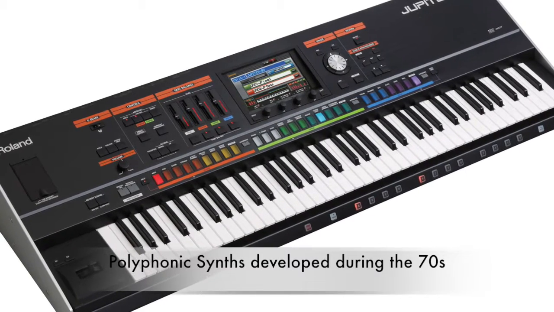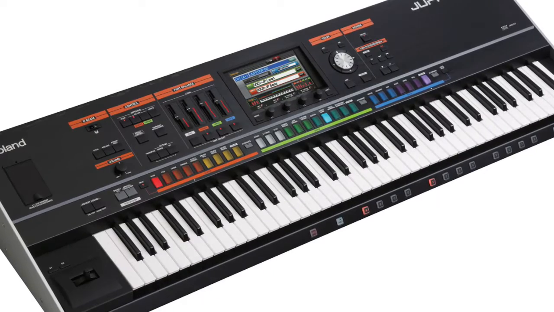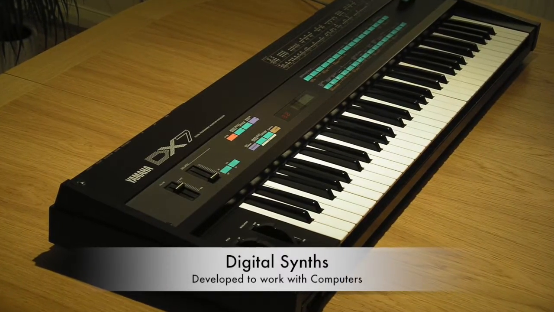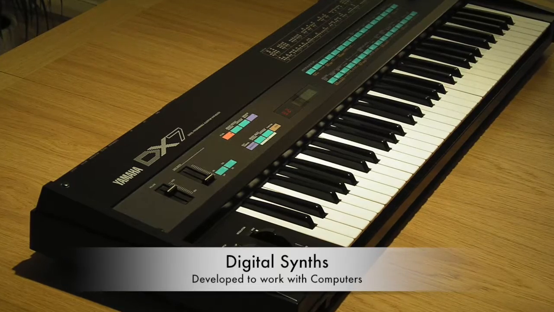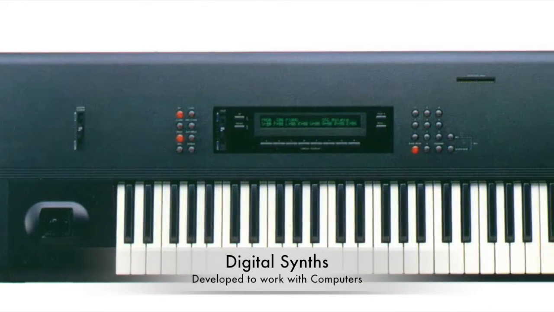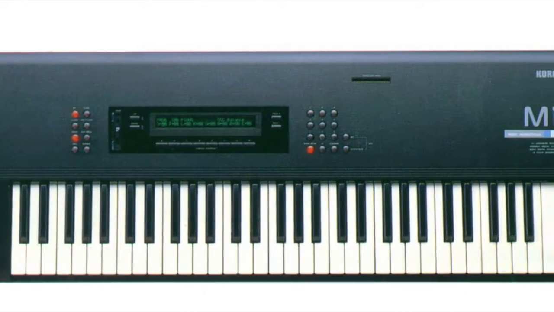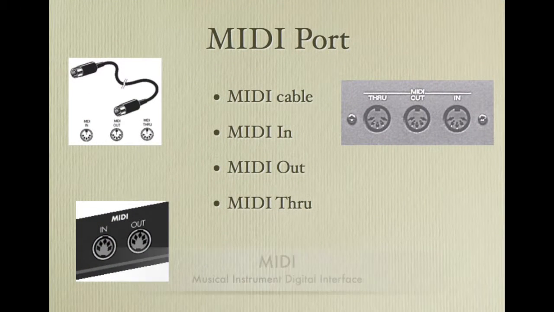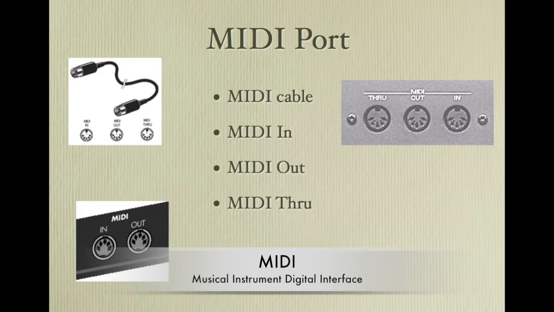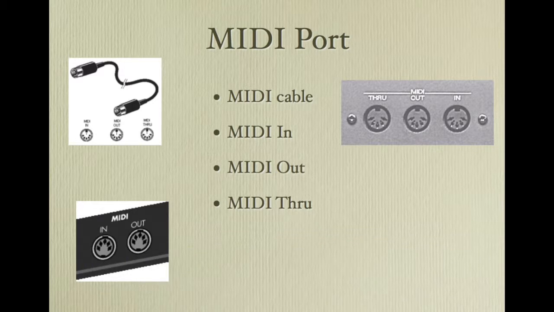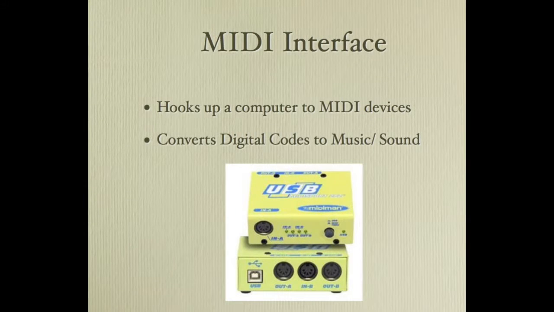Many different brands and models were used in many different genres. In the 1980s, the digital synthesizer was developed, such as the Yamaha DX7 and the Korg M1. These were hooked up to a computer through the musical instrument digital interface, otherwise known as MIDI. With MIDI cables, these were hooked up to the computer with a MIDI interface, which converts digital codes and protocol to musical sounds.